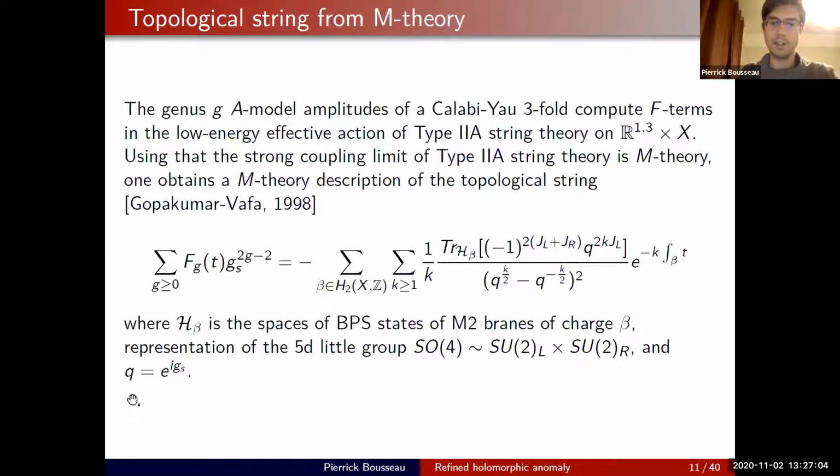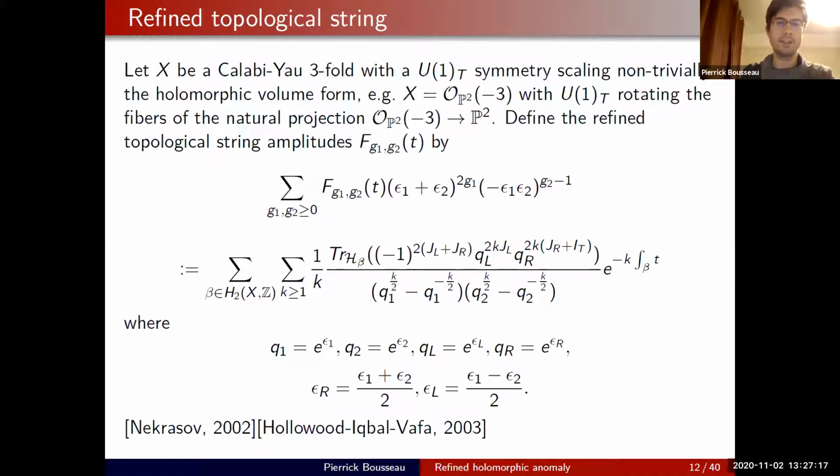So in this formula, you only remember the information about the left spin of the 5D BPS states. And so you can get a refinement by remembering both the left spin and the right spin. So the physics definition, or one physics definition, of the refined topological string is as follows. You replace a trace over the Hilbert space H beta, rather than having Q to the 2GL, you introduce two parameters QL and Q right, and you consider QL to the power GL and Q right to the power GR, where GL and GR are the left spin and right spin of your BPS states.